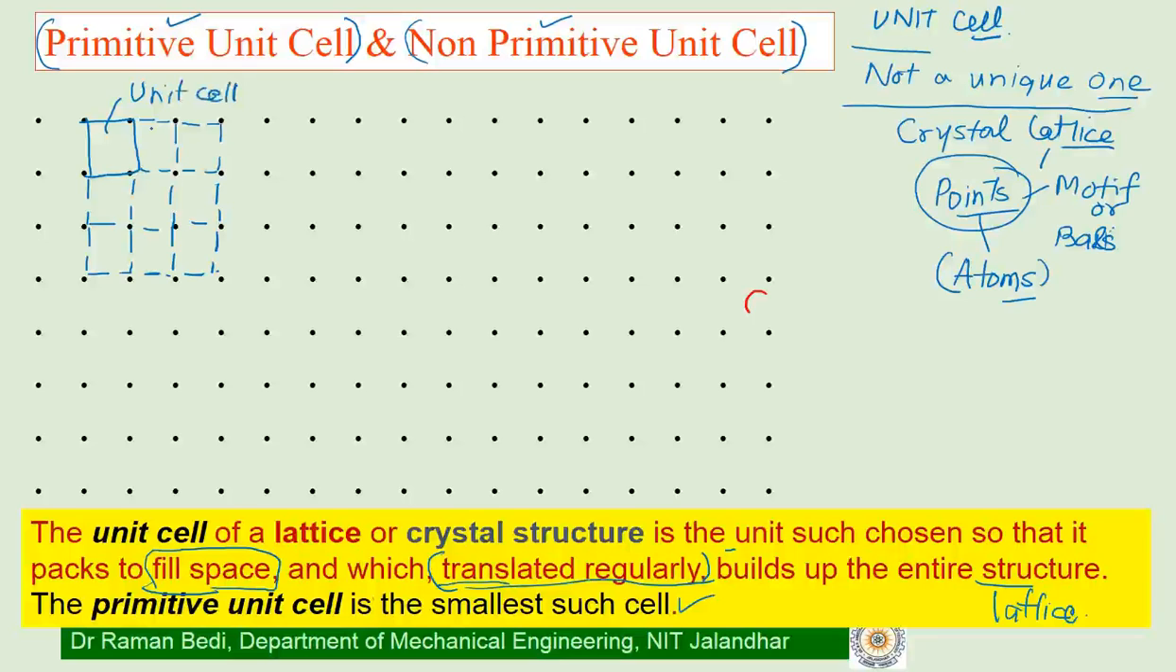Now this unit cell can be of a lattice if it is only points, and the unit cell can be of a crystal lattice if there are atoms placed at these points. But as we already said that the unit cell is not a unique one, means I can generate the same lattice by a second unit cell. Let us say this one. So the unit cell can be generated this way also.